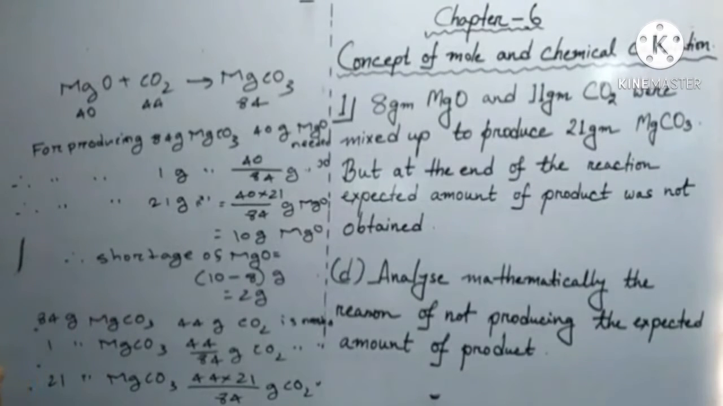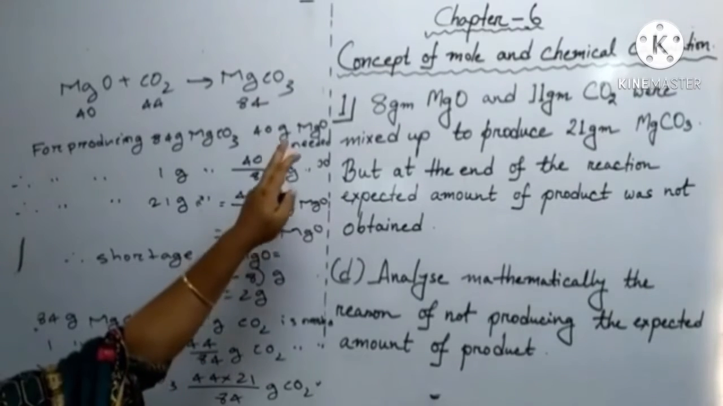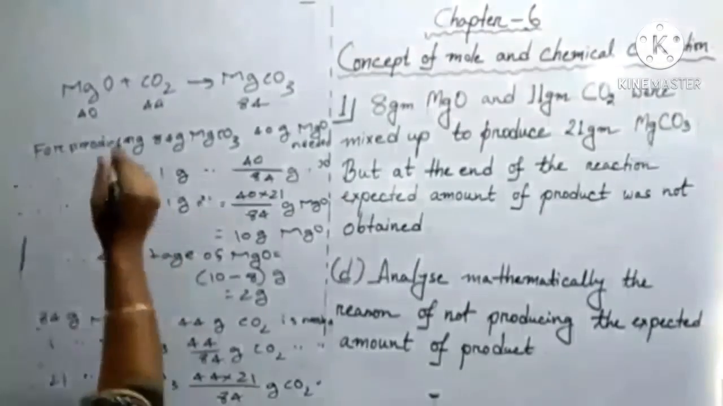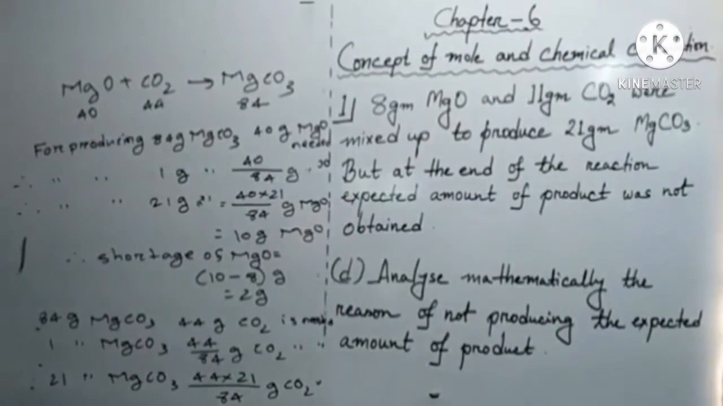How much carbon dioxide is given? 11 gram. So a sufficient amount of carbon dioxide has been provided, and there is a shortage of magnesium oxide of 2 gram. For the shortage of 2 gram magnesium oxide, the expected amount of product was not obtained.